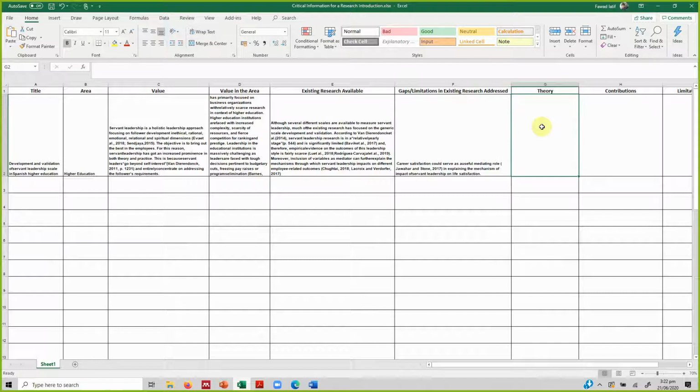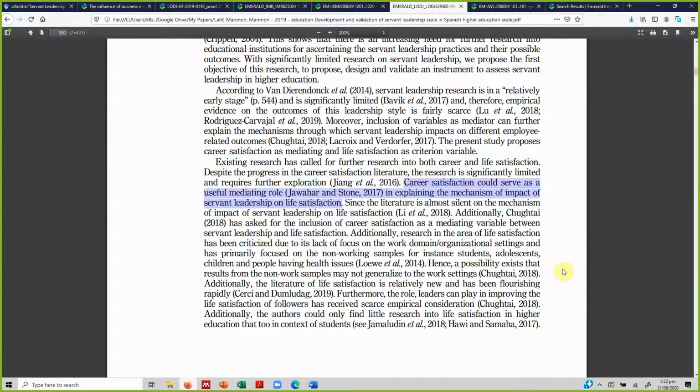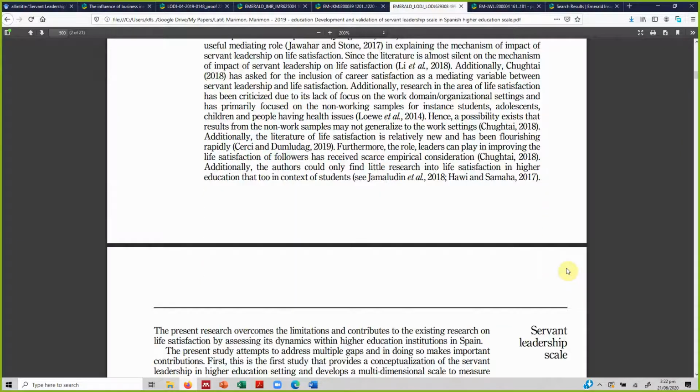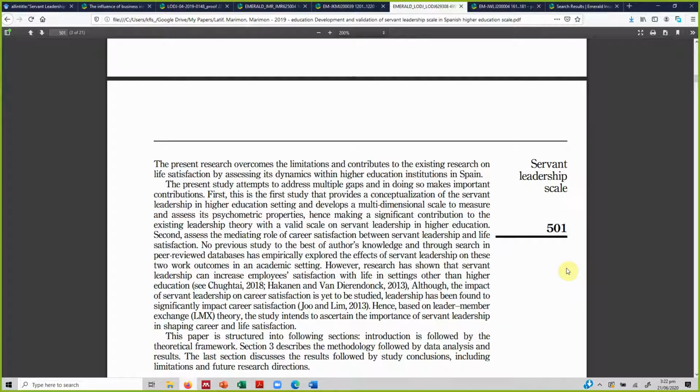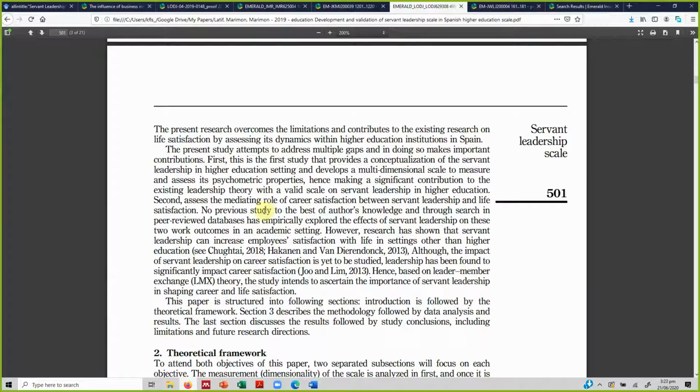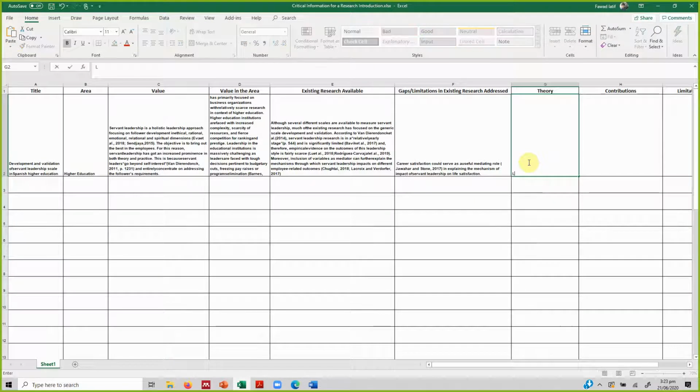The next step is theory, as one of the participants asked. What theory? So where is the theory? If you go down, once they have identified the limitations and gaps in the existing research, once they start writing about the contribution, sometimes it's before the contribution and sometimes it's within the contribution. If we search through this paper, we'll find that here is the theory that they have used. They have used LMX theory pertinent to servant leadership, career satisfaction and life satisfaction.